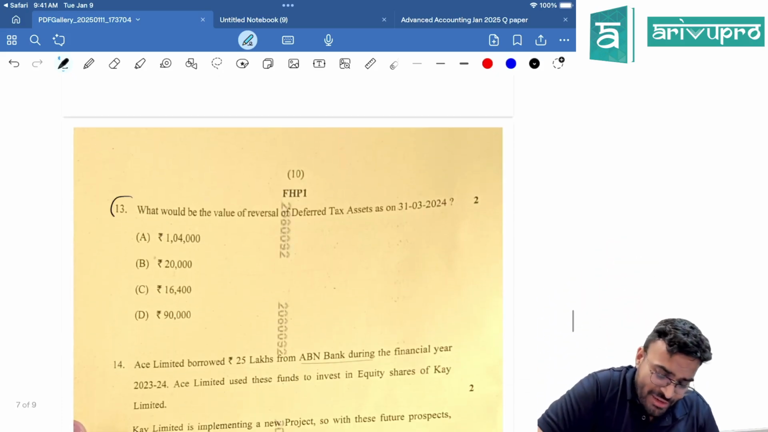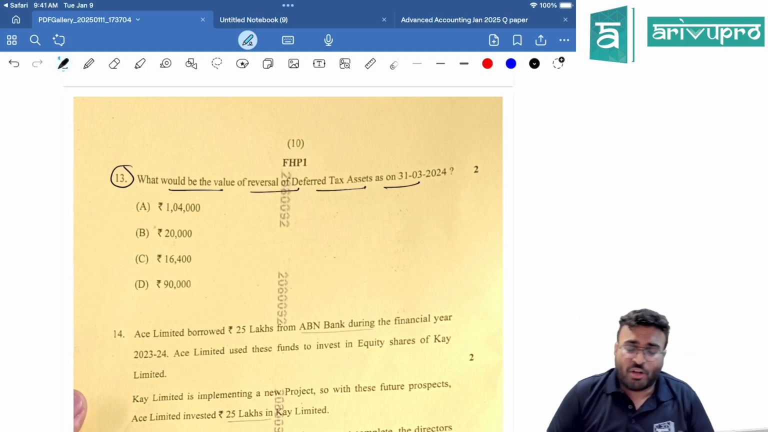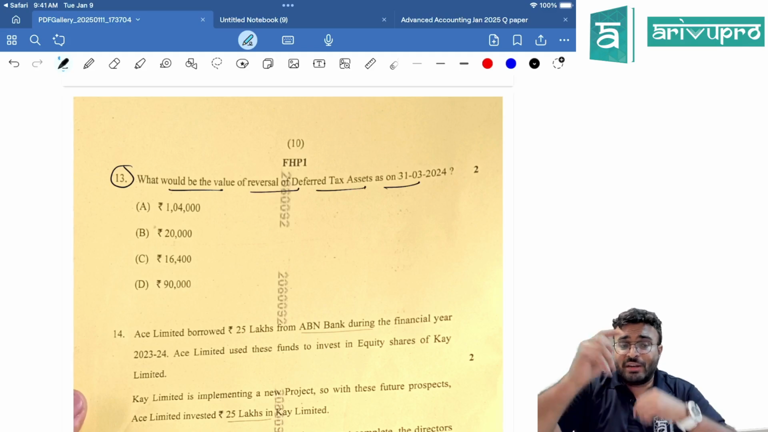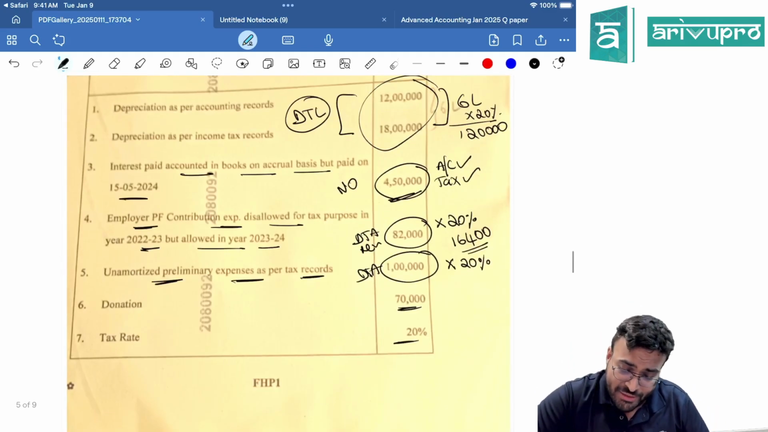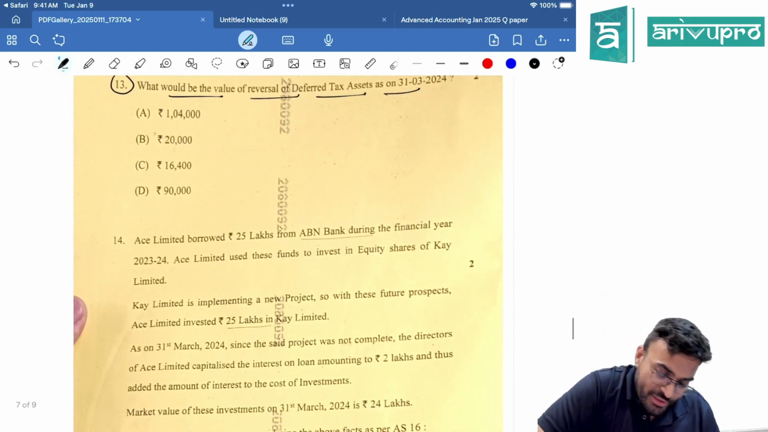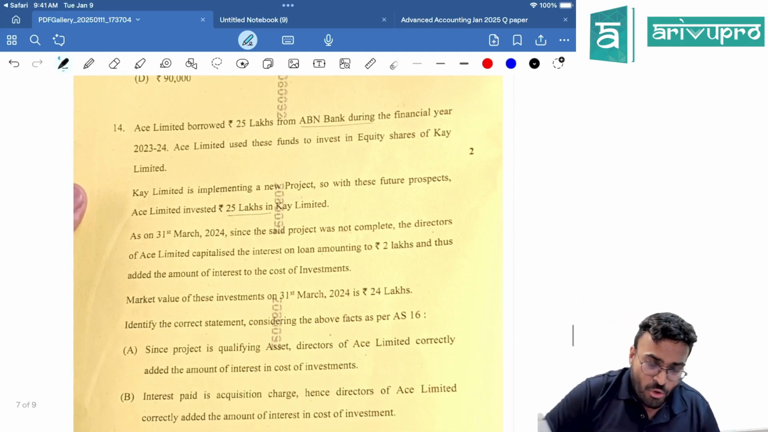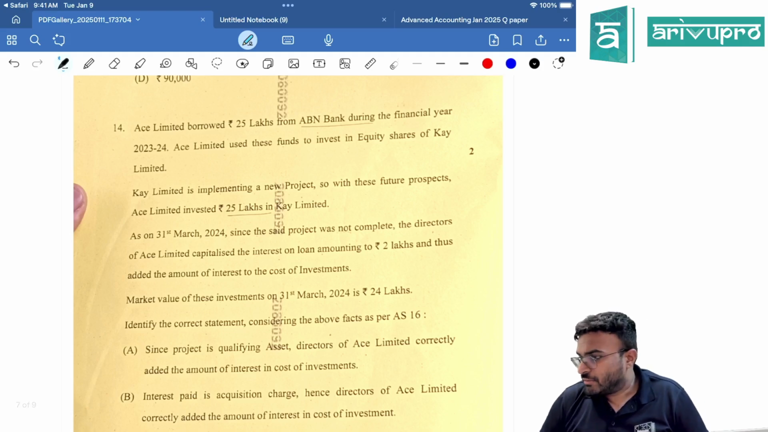One more question they have asked based on the same case scenario. What would be the value of reversal of deferred tax asset on 31st of March 2024? Reversal of deferred tax asset we have already calculated. Can you see here, 82,000 into 20%, 16,400. So the answer is 16,400, reversal of deferred tax asset. Okay. Next.